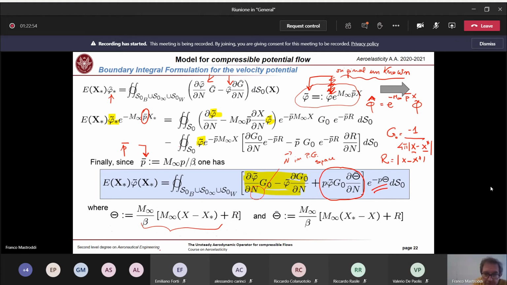And if you go back to the time domain, you realize that this quantity is a compressibility time delay. So it's a delay due to the time necessary for a disturbance by a source to reach the receiving point. Okay, so you have a delay related to the compressibility, and this is the novelty.